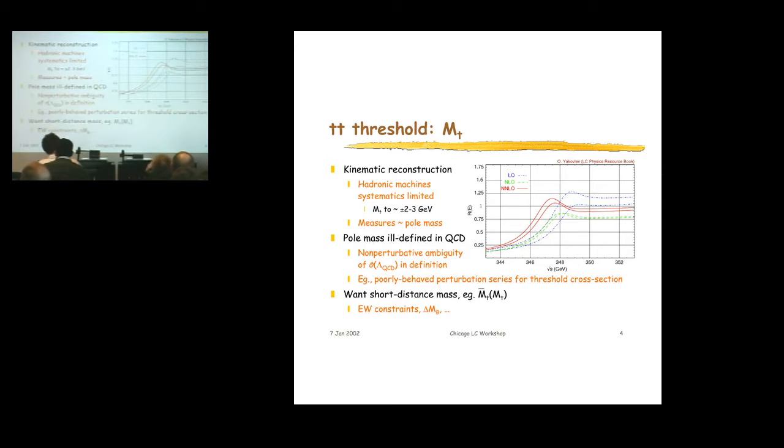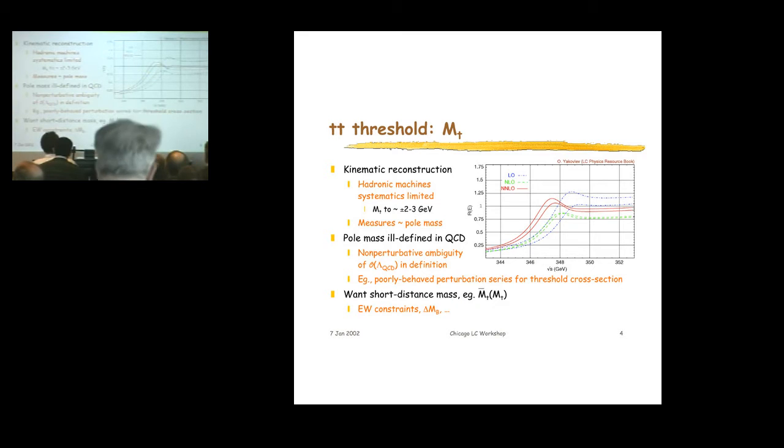Now, first looking at the physics at t t-bar threshold, I'm going to focus really on just the top quark mass. I'll mention some of the other things that you can do. If you're going to talk about a quark mass, unfortunately, you're stuck trying to figure out what you mean by the mass. If you do kinematic reconstruction, for example, at CDF and D0, or at ATLAS, or even at higher energies at the linear collider, what you're essentially measuring is roughly the pole mass, the position of the pole in the top quark propagator. Unfortunately, that pole mass is quite ill-defined within QCD.